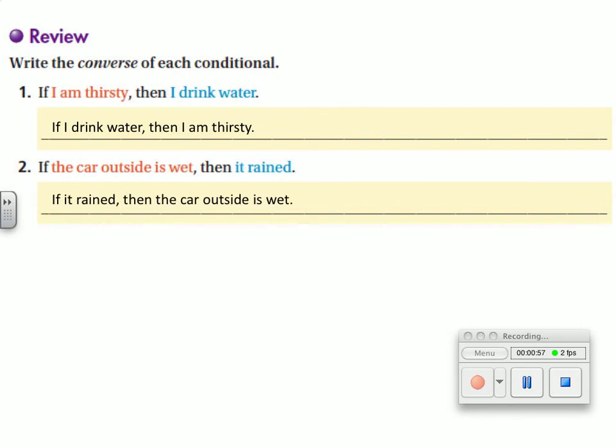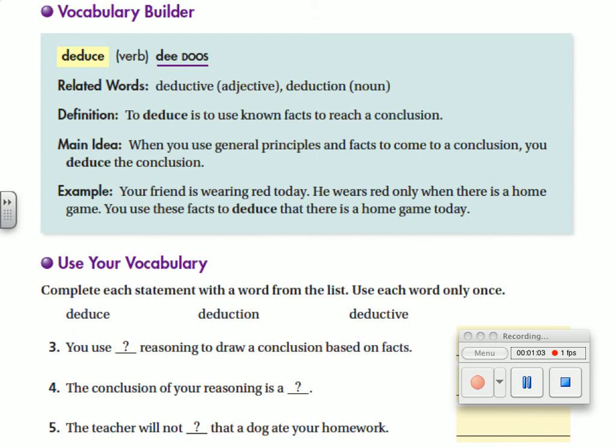Our new vocabulary word for today is deduce. Related words are deductive, which is the adjective, or deduction, which is a noun. You make a deduction. To deduce is to use known facts to reach a conclusion. So you use general principles and facts to come up to a conclusion, and you deduce the conclusion. So we're going to be using deductive reasoning when we do proofs in geometry.